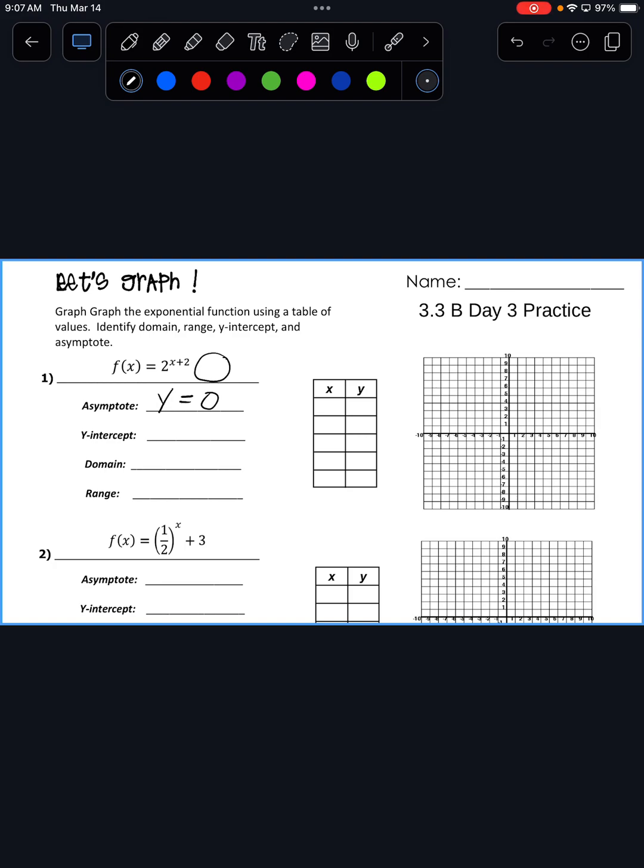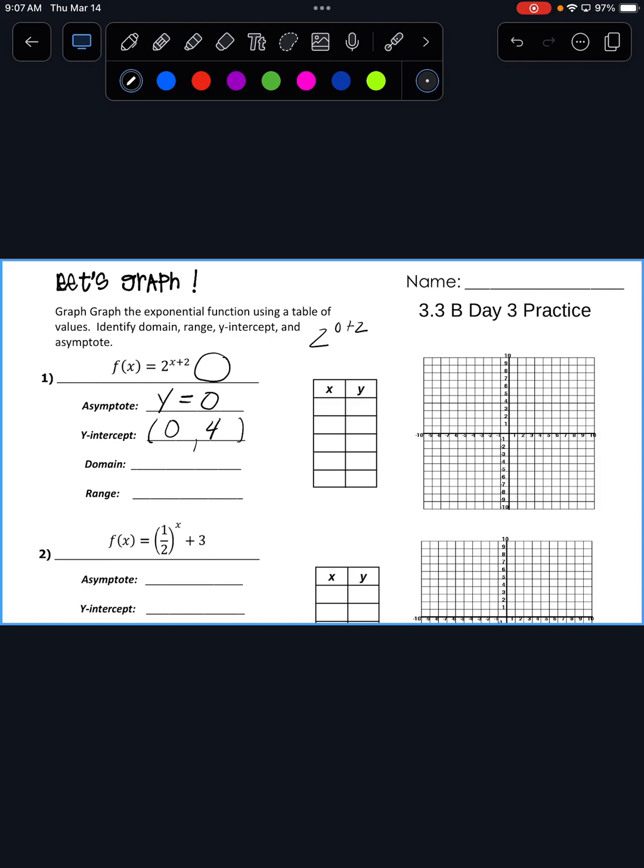Then we need to know our y-intercept. Now, your y-intercept, you're going to have to solve for it. And what we know about all y-intercepts is that they have 0 for the x. So if x is 0, I can plug in 0 into my function in place of the x and solve for my y value. So essentially, it would be 2 to the second power. And 2 to the second power would be 4.